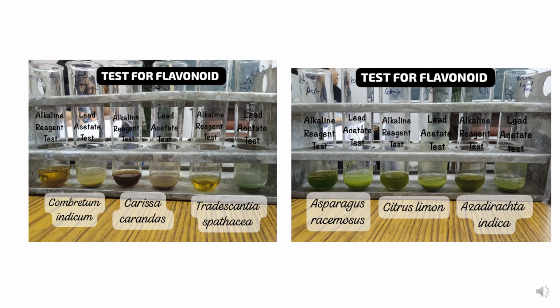In Tradescantia, you can see the positive test for alkaline reagent test, which is yellow color, and negative for lead acetate test. While in the second picture, you can see for asparagus, citrus, and Azadirachta indica, all the tests, alkaline reagent test and lead acetate test, are negative because there is no yellow color or yellow precipitate. Although you can see that precipitate has formed, it is not yellow. So we are considering negative test for asparagus, citrus, and Azadirachta indica.